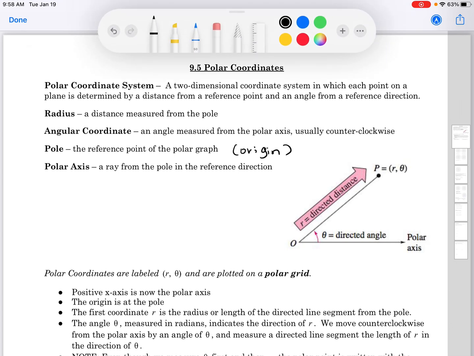The angular coordinate is really the angle that's measured from the polar axis counterclockwise, which looks a lot like the angles we've been dealing with from our unit circle. And in fact, our unit circle is actually graphed on a polar coordinate system, and you'll see in a minute what I'm talking about. So our pole is the reference point of the polar graph, that's our origin, and the polar axis is a ray from the pole in the reference direction.